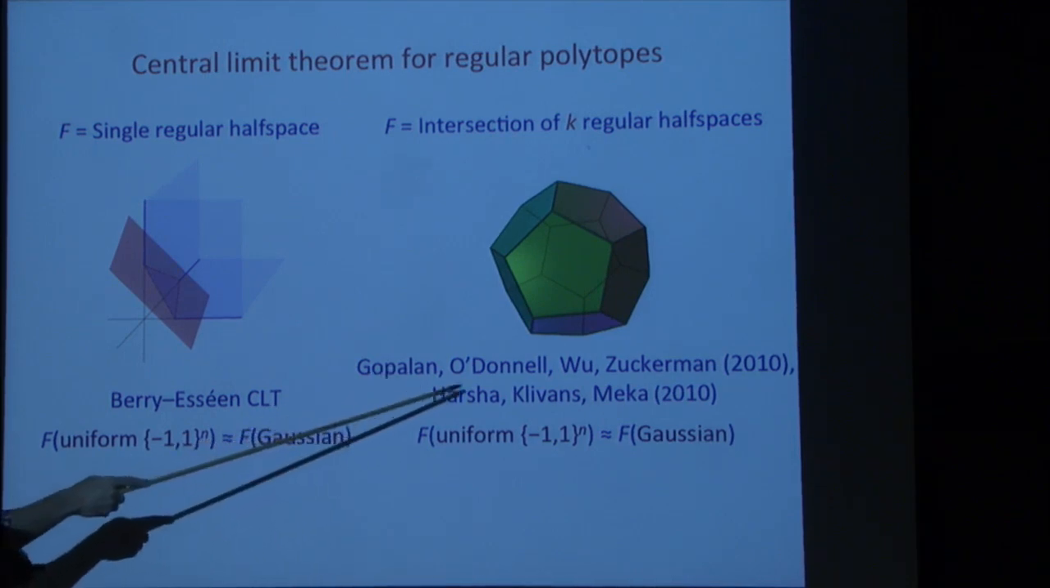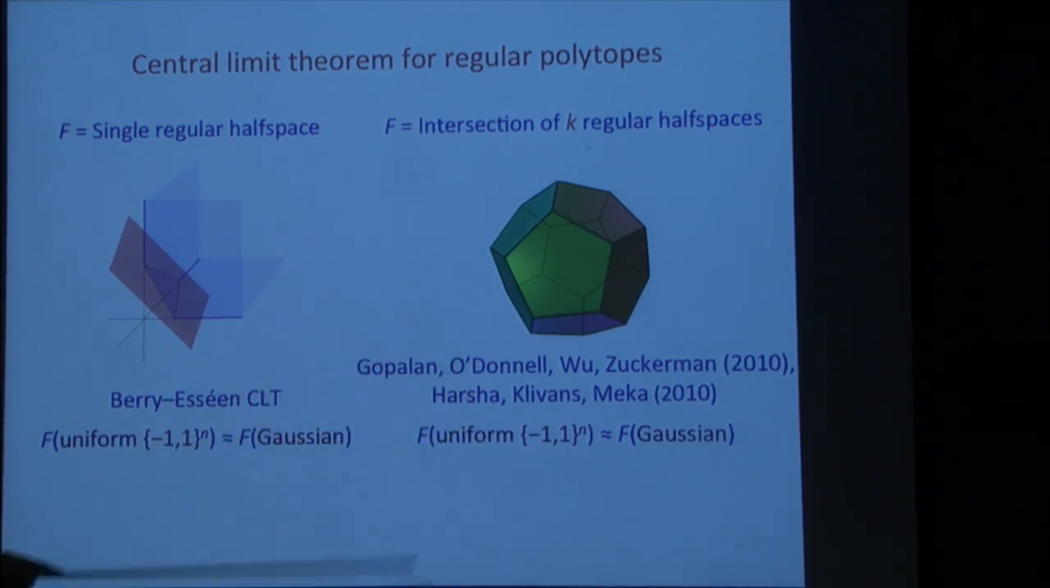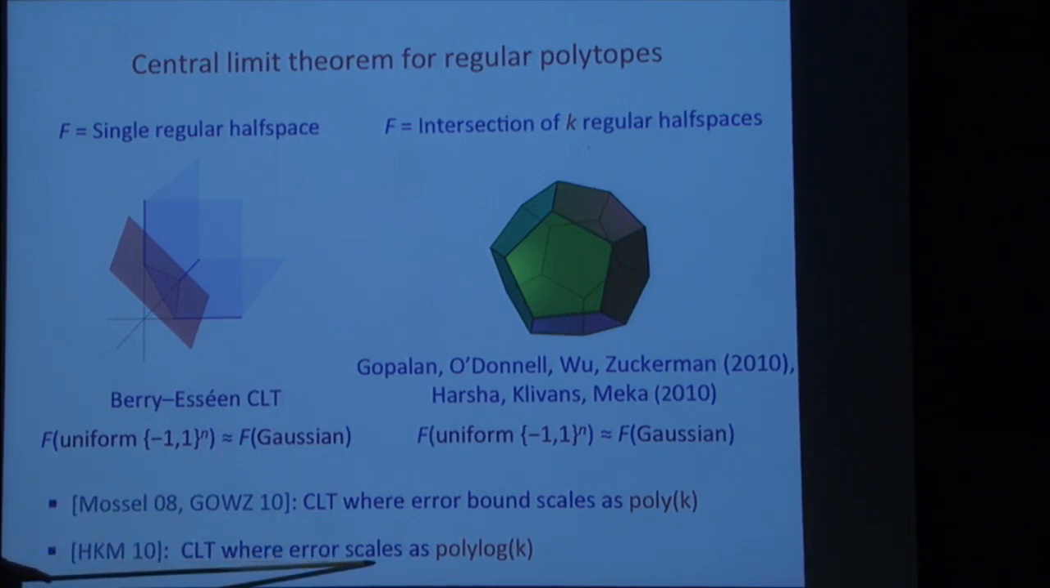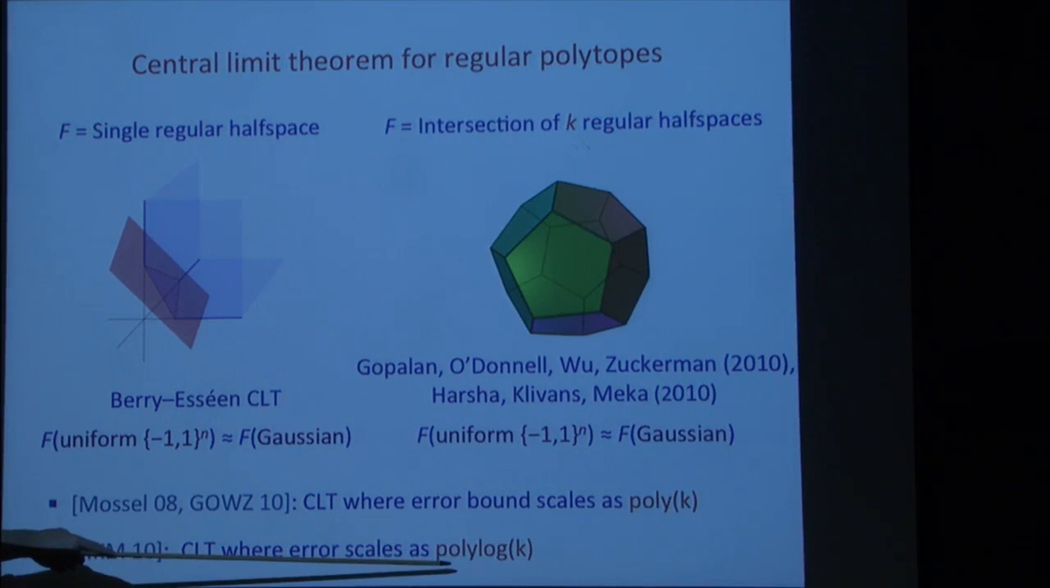So both GOWZ and Harsha-Klivans-Meka proved central limit theorems of this form. GOWZ built heavily off of previous work of Mossel. They gave a CLT where the error bound for a k-tuple of half-spaces scaled polynomially in k. So they lost the fight already here in terms of getting a logarithmic dependence on k. Their CLT's error bound is polynomial in k, not polynomial in log k. On the other hand, Harsha-Klivans-Meka took a somewhat different approach. They were able to get a CLT where the error bound scaled only polylogarithmically in k. So these guys are still in the game. They might potentially be able to get some log k type seed length out.